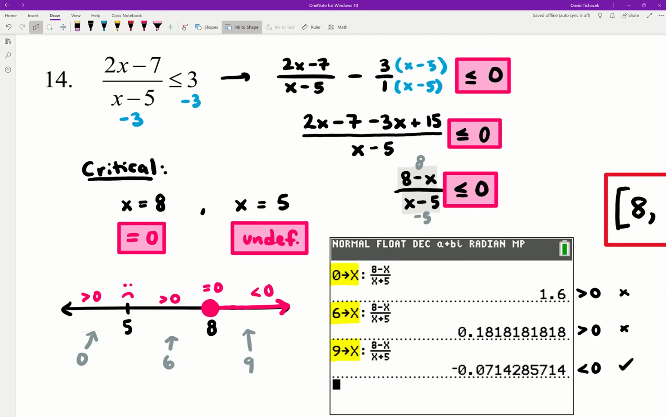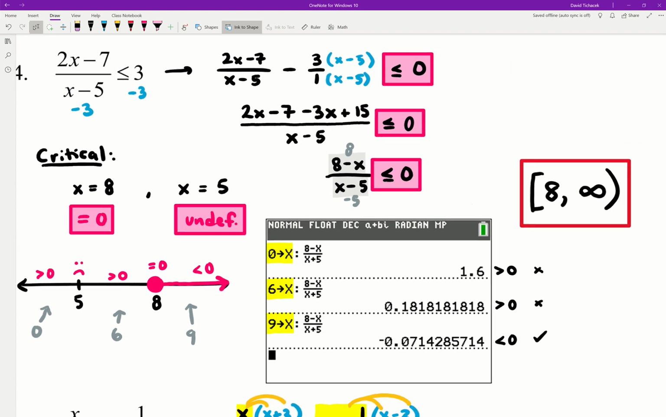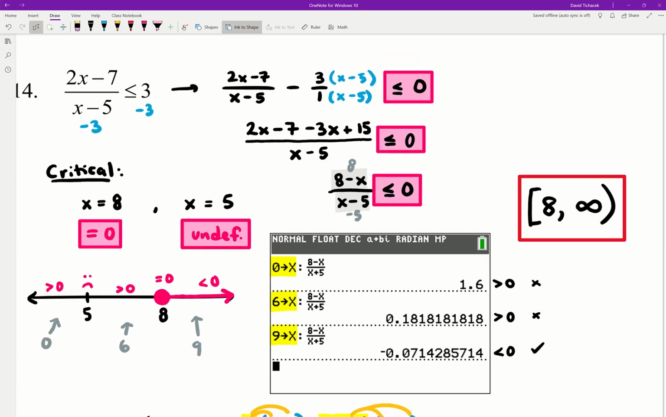And then we'll also do that same thing for number 14 here, where we're going to flash that up on the screen, right? This is an example where you're going to bring 3 over from the right-hand side and then still get a common denominator and do the exact same things that we discussed, and then get that final answer of that interval from 8 to infinity. Okay?